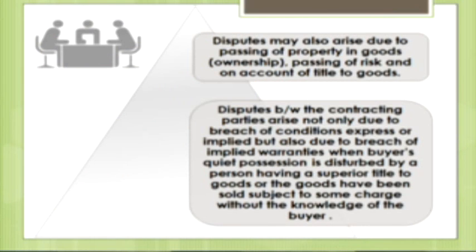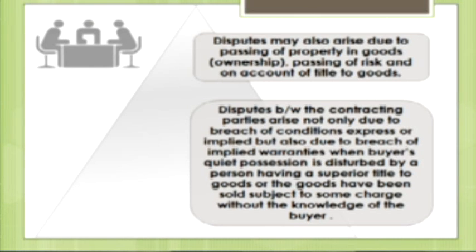So dispute may also arise due to passing of the property in goods and passing of the risk on account of the title of goods. Dispute तब भी arise होता है जब अगर एक goods के साथ risk factor attach है और आप उस goods की property को तो transfer कर ही रहे हैं, but yes at the same time उसके साथ वो risk भी transfer करें, that is passing of that property of a goods and passing of that risk also, both the things.